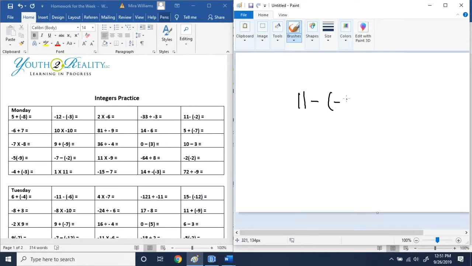11 minus a negative 2. We have two negative signs together. So I'm going to make this a really big positive sign. So we really have 11 plus 2 equals a 12. I'm sorry, equals 13.